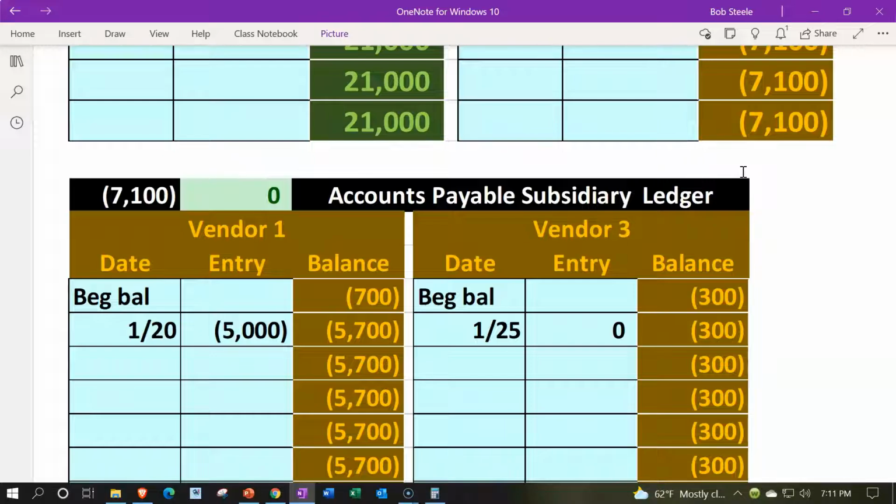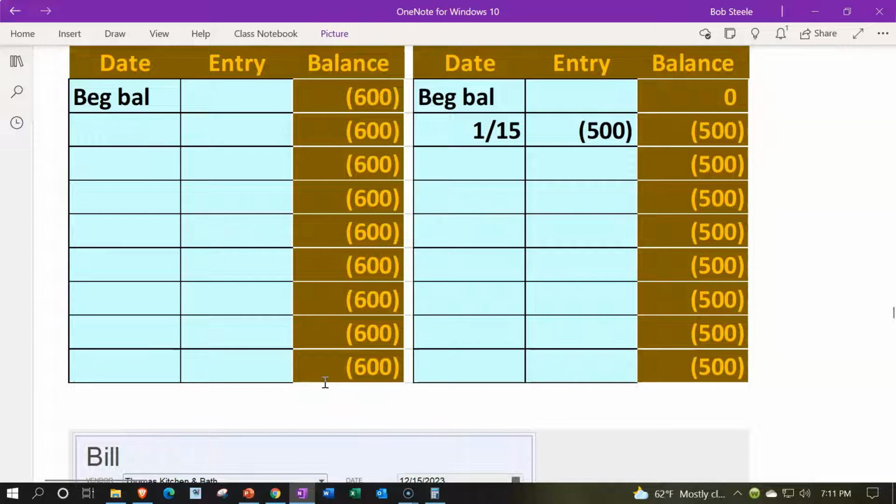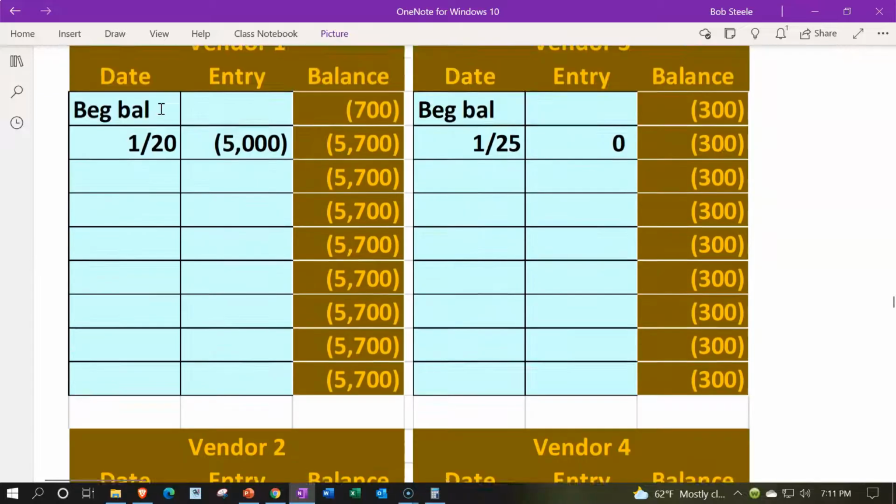It's just reordering the order of them. This is by vendor. So we're going to assume vendor 1 here. This is who we owe the money to, like Office Depot. It went up from 700 by 5,000 to 5,700. Adding up these four vendors now, the only vendors that we have, adds up to that 7,100 broken out by who we owe the money to.